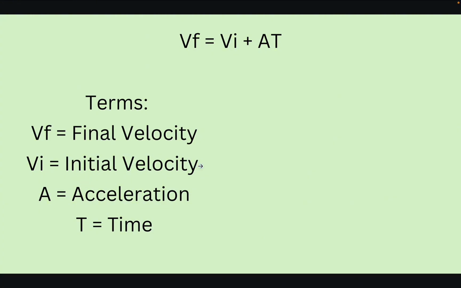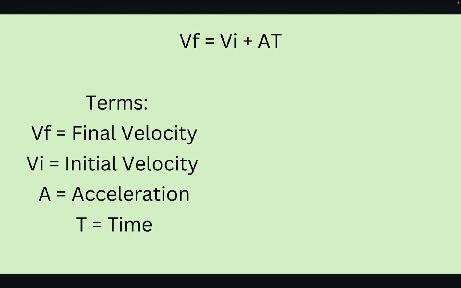Now, this equation tells us the final velocity of an object is equal to the initial velocity plus acceleration multiplied by time. Now, the reason this is because acceleration multiplied by time showcases how much slower or how much faster the velocity got after the specified movement.